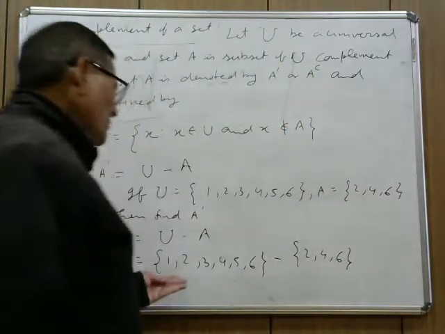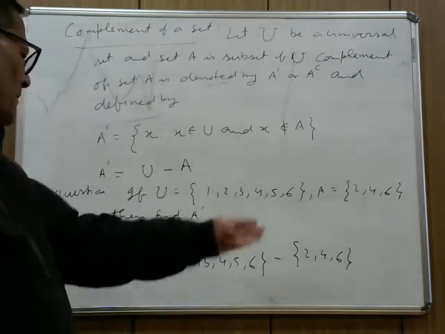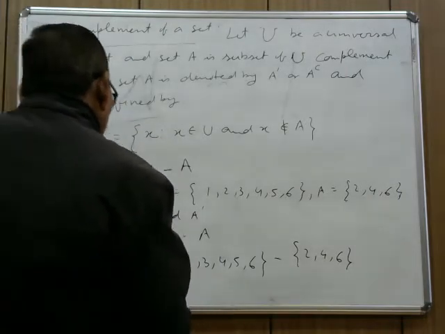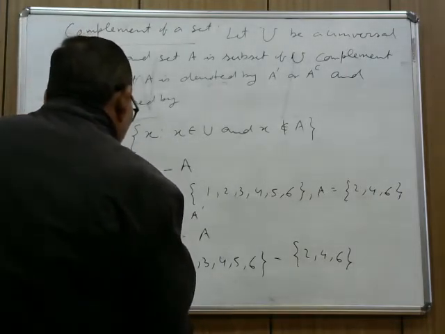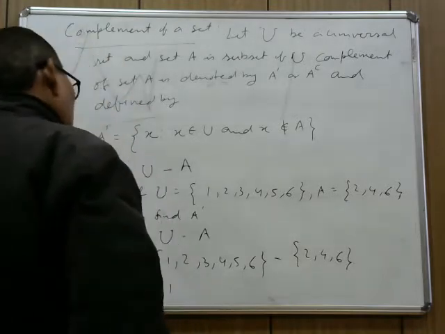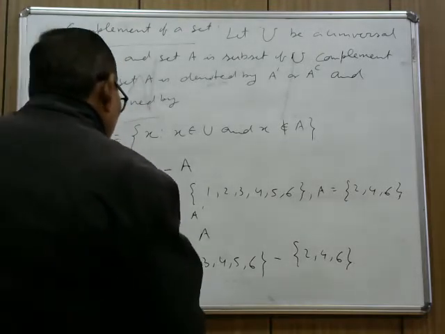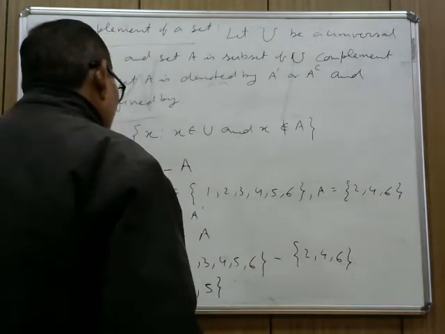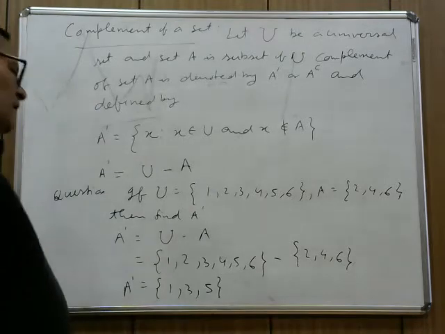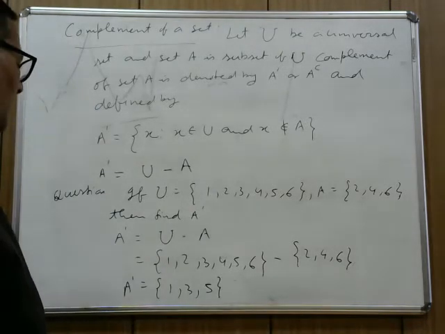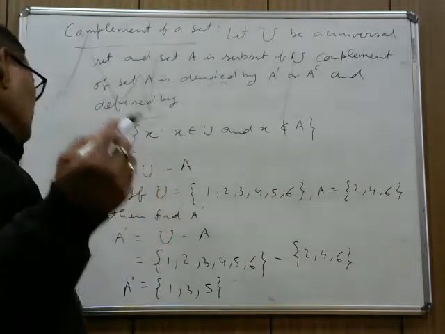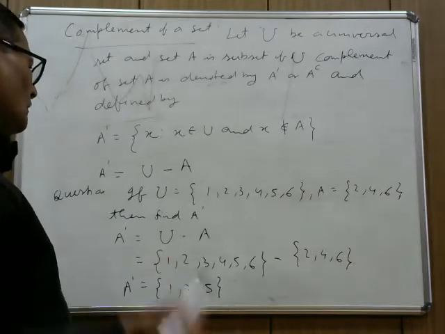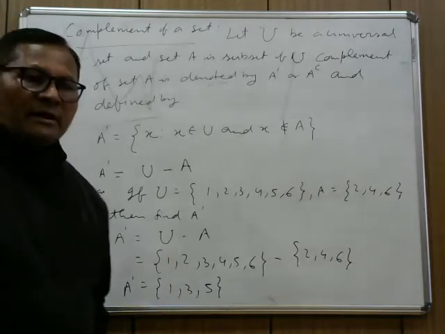Now you observe those members of U which are not members of A. So 1 belongs to U, 1 does not belong to A. So the first member of A complement is 1. 2 is not, 3 is, 4 is not, 5 is. Because 2, 4, 6 are present in the universal set and A both, they are not members of A complement, and the remaining elements of the universal set, 1, 3, 5, are the elements of A complement.